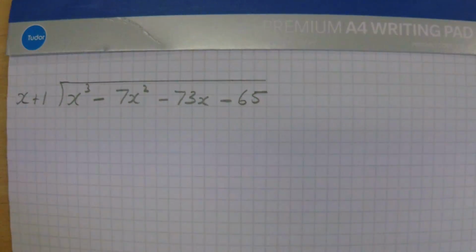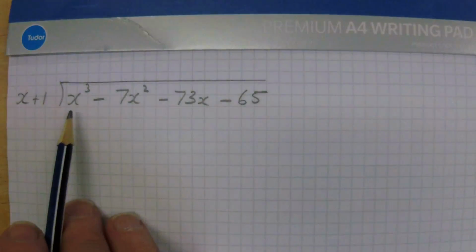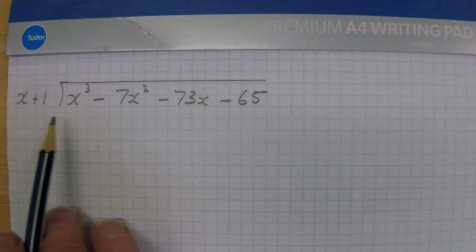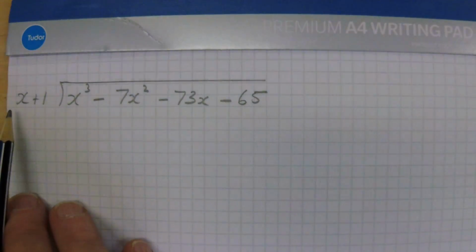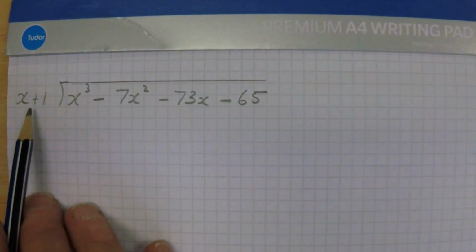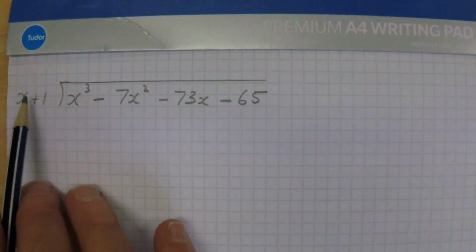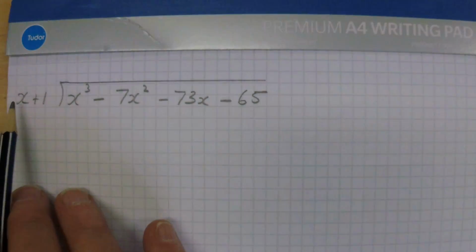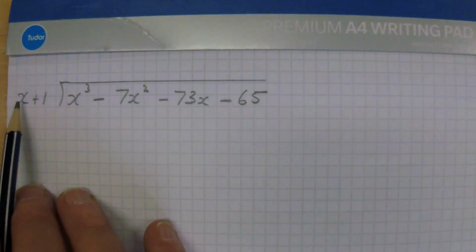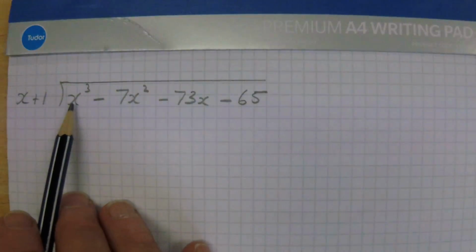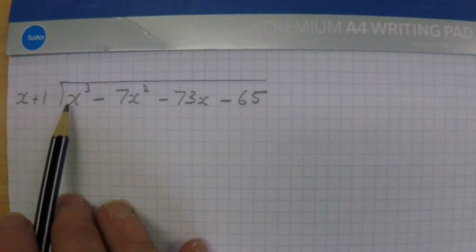Today I'm going to demonstrate how to do polynomial division. So I have a cubic polynomial here, and I'm going to divide it by this linear term, x plus 1. Now, like most long division, we start with the highest order term, x, and we imagine how many times I would have to multiply x to give x cubed? And the answer is x squared.